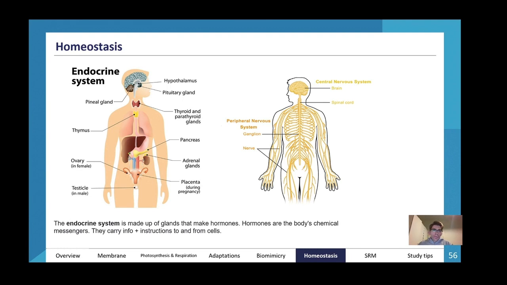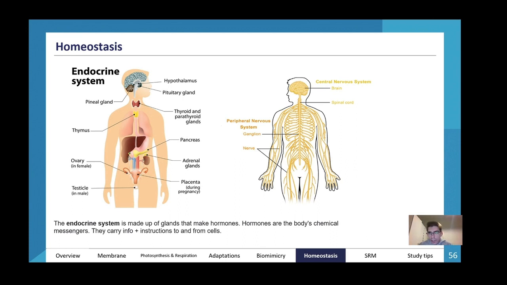So, let's talk about the endocrine system for a bit. The endocrine system is made up of glands that make hormones. Hormones are the body's chemical messengers. They carry information and instructions to and from cells. It starts with the pineal gland in the brain, and the hypothalamus and the pituitary gland.